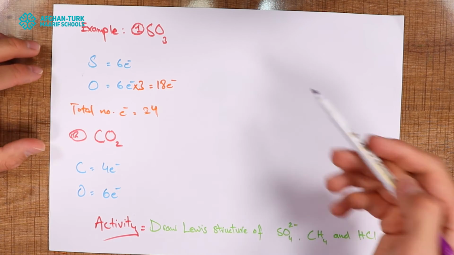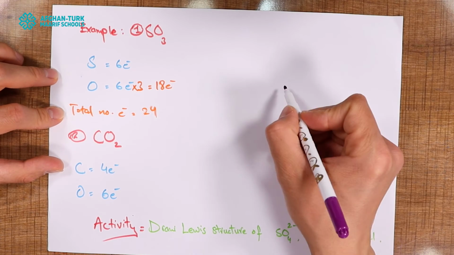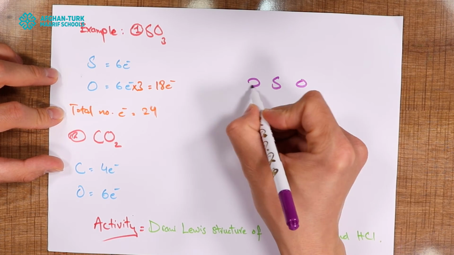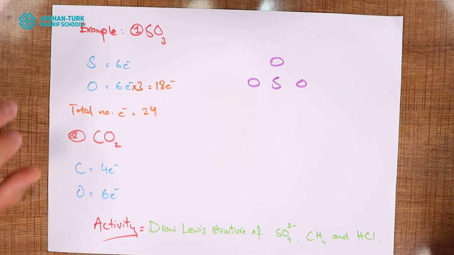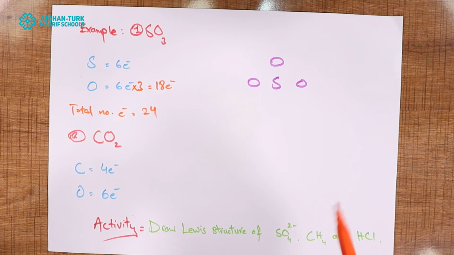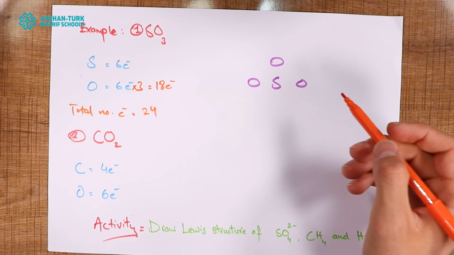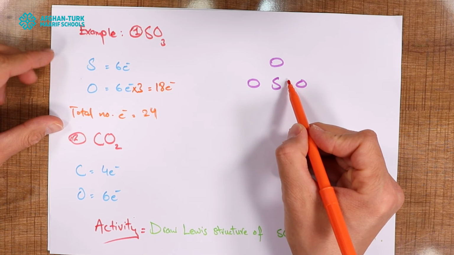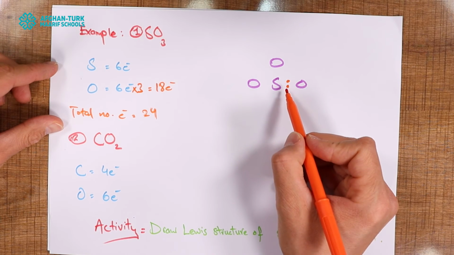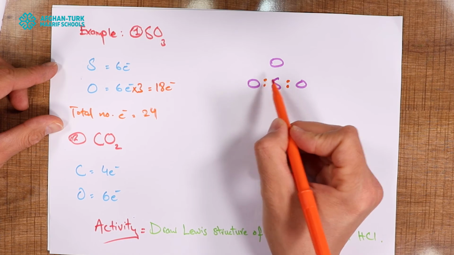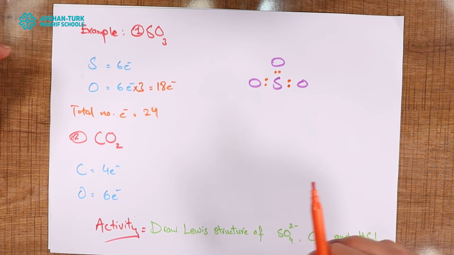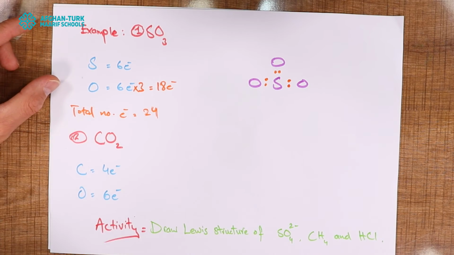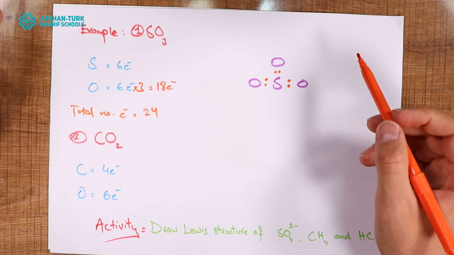We have 1 sulfur and 3 oxygen, so sulfur must be in the middle: 1 oxygen, 2 oxygen, and 3 oxygen. We have 24 electrons. I've told you that we must fill the bonding pairs between 2 atoms in the molecule. So we have to give 2 dots or 1 bonding pair between each of them. So totally we have 2, 2, 2, 6 electrons. How many remaining? 18 electrons are remaining.